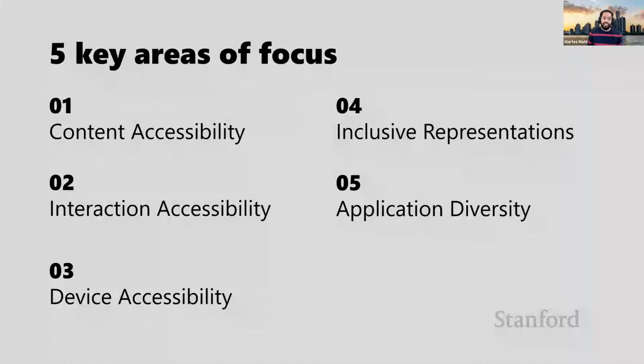So we identified 5 key areas of focus: content accessibility, interaction accessibility, device accessibility, inclusive representations, and application diversity. I'm going to touch on most of these in this talk, but for this first part, I'm going to focus on interaction accessibility and device accessibility as it relates primarily to people with limited mobility.